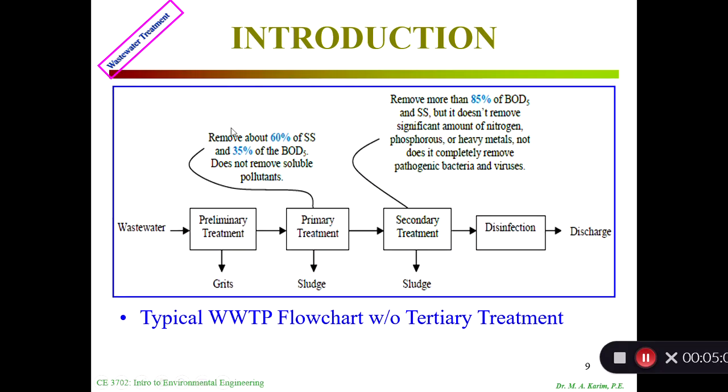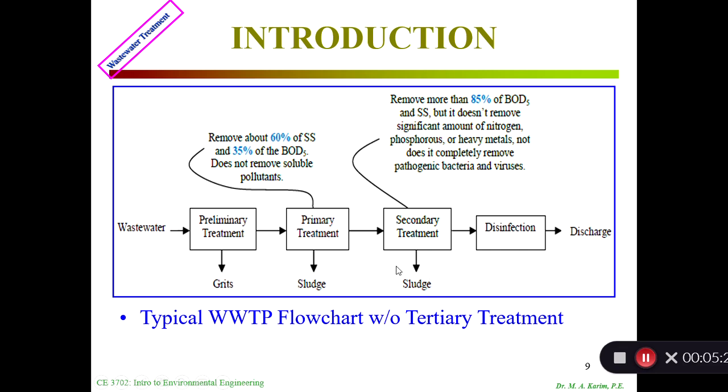So then the typical wastewater treatment flowchart without tertiary looks like that. That means wastewater coming in will go through preliminary treatment. Then preliminary treatment will have some grids. Then the primary treatment means plain sedimentation, like a water treatment process. Here, this would be removing 60% of suspended solid and 35% of BOD5. It does not remove any soluble pollutants.